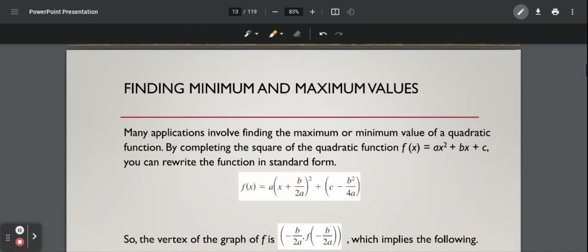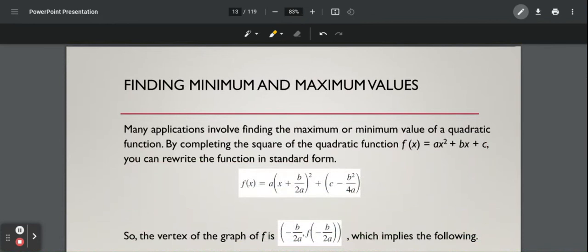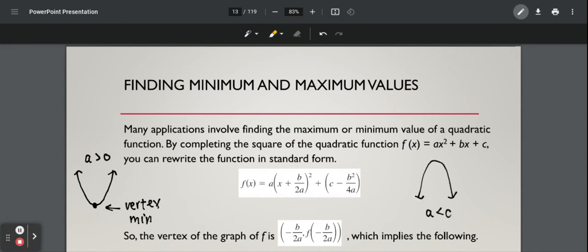So if you want to find the maximum or minimum values of the parabola, you're really finding the vertex. Because remember, with the vertex, if you have a parabola that opens up, so if your a is greater than 0, your vertex will be a minimum value. But if you have a parabola that opens down, so your a is less than 0, your vertex will be a maximum value.